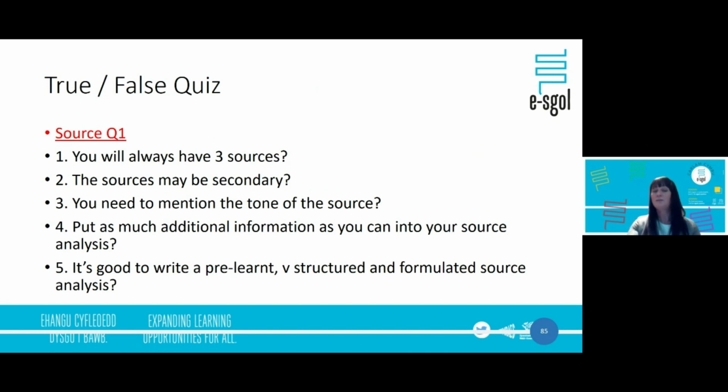So very quickly, let's just go over question 1, OK, that we did the refresh on this evening. So you will always have 3 sources. That's true. The sources may be secondary. I'm hoping you're all shouting false to that one. You need to mention the tone of the source. Yes, you do. Put as much additional information as you can into your source analysis. No, that's false, okay? You don't need additional information unless it's of relevance to the point that you're making. There are no extra marks for extra knowledge and understanding. It's good to write a pre-learned, very structured and formulated source analysis. That's false, isn't it? Okay, we need to cover all those things in the checklist, but they need to flow.